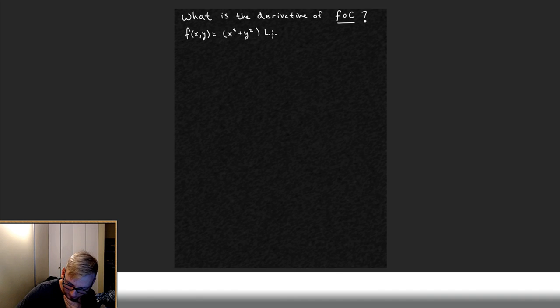Log of the square root of x squared plus y squared. And then c of t is equal to e to the t comma e to the minus t. Okay.